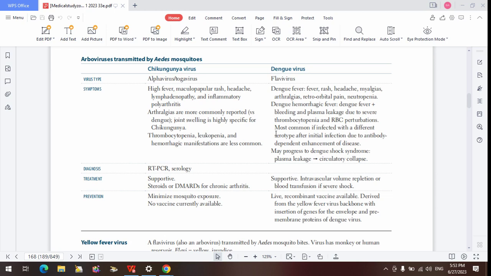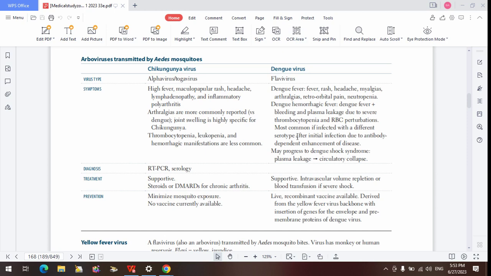How do you want to treat chikungunya? It is supportive. There's no vaccine for chikungunya. You can just give steroids and DMARDs. So you can give DMARDs like methotrexate, like disease-modifying drugs for rheumatoid arthritis. You can give methotrexate, sulfasalazine, hydroxychloroquine. Those can work to treat the chronic arthritis. We've mentioned that chikungunya has chronic arthritis and minimal bleeding. They don't typically bleed. So you can give steroids to minimize the inflammatory arthritis, or you can give DMARDs. Don't forget, you minimize mosquito exposure, the Aedes. There's no vaccine available.